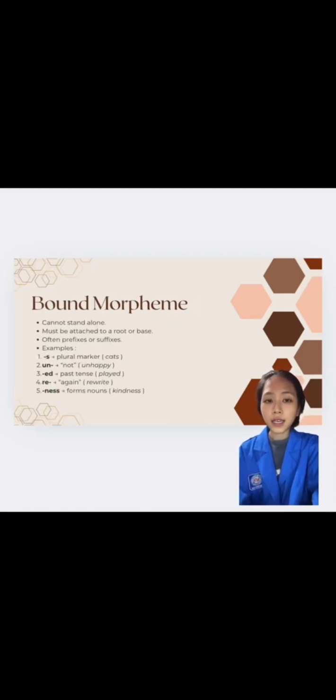For the next slide is bound morpheme. A bound morpheme, on the other hand, cannot stand alone, but it must be attached to another word to make sense. These are usually prefixes or suffixes. For instance, un becomes in unhappy, s becomes cats, or ed becomes played. Each one adds meaning, but they can't exist alone.